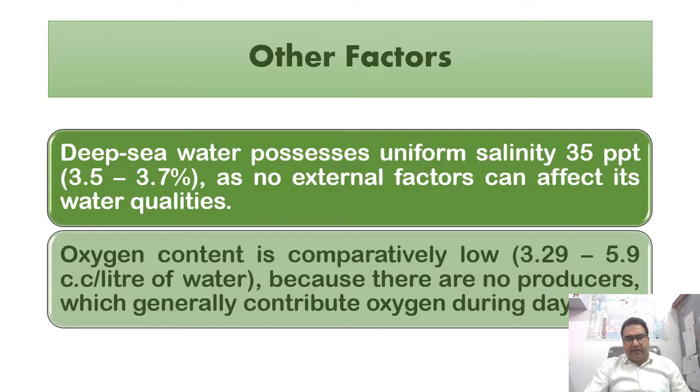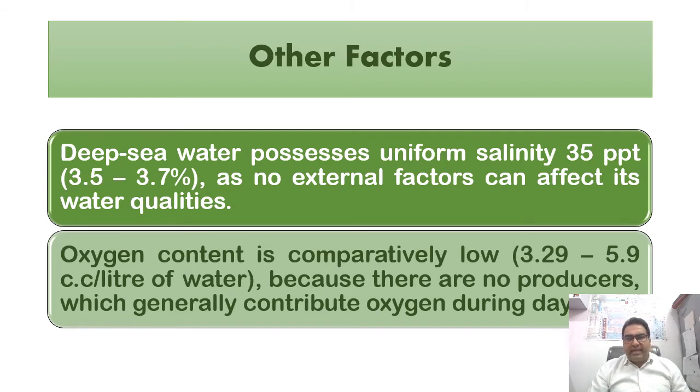There are certain other factors. Deep sea water possesses uniform salinity, ranging from 35 parts per thousand to 37 parts per thousand, or 3.5 to 3.7%. There are no other factors which can affect its water qualities; they remain stable. Then the oxygen content is very low. It is 3.29 to 5.9 cubic centimeters per liter of water.